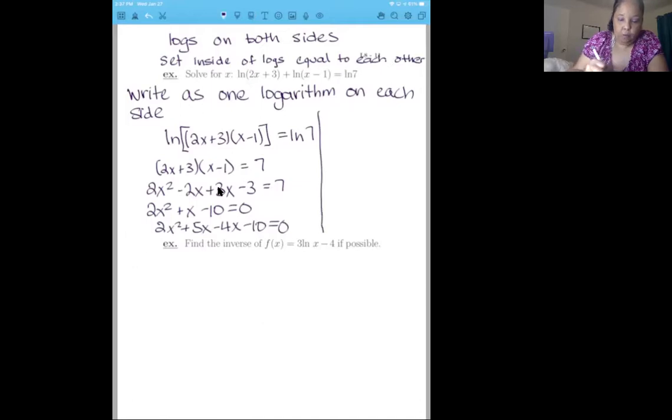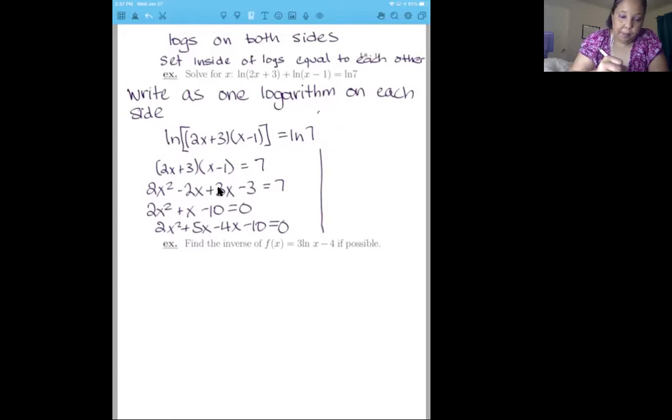I'm going to group the first two, and I can factor out an x, and I'm left with an x plus 5. And the second two, I can factor out a -2, and I'm left with an x plus 5. Factor out my x plus 2x plus 5. There we go.